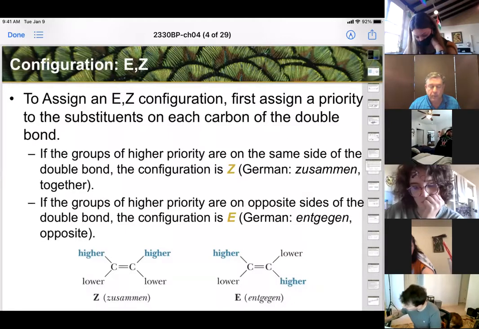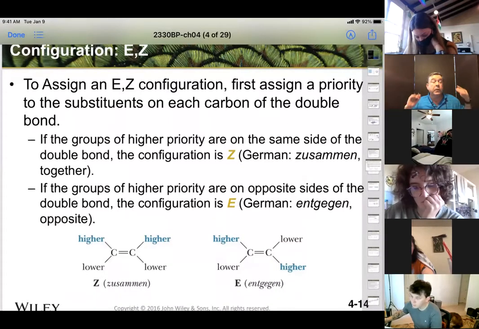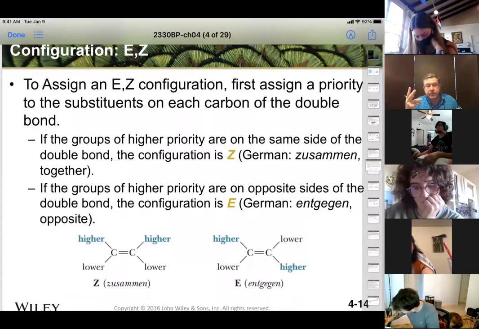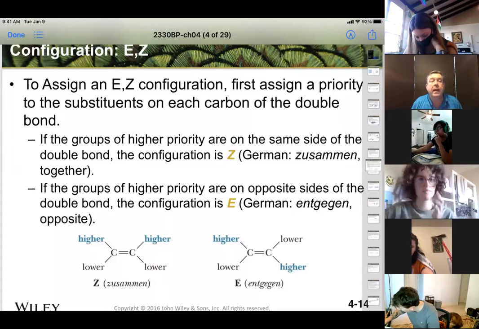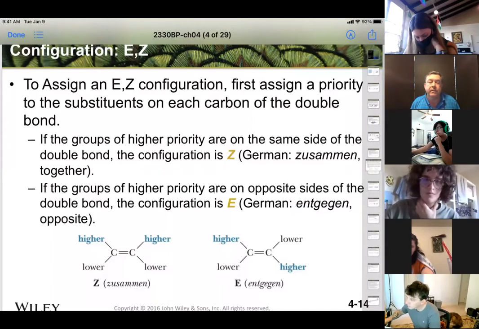All right. So cis and trans work great if you only have 2 substituents. If you have 3, it starts to get a little cloudy. And if you have 4, you really don't know. So we have to come up with another way of identifying which configuration it is when you have more groups than that. And we call that the E and Z configuration.